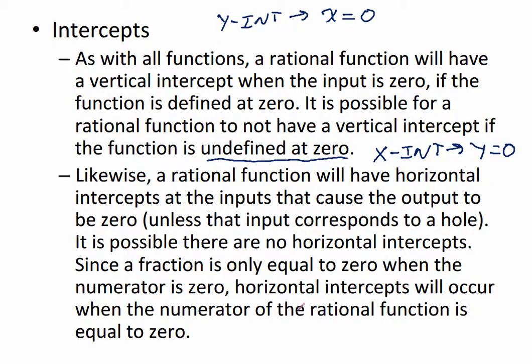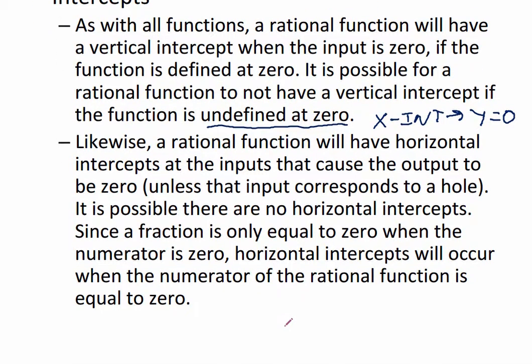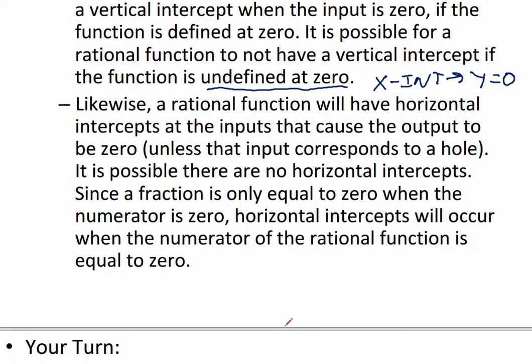Since a fraction is only equal to 0 when the numerator is 0, the horizontal intercepts occur when the numerator of the rational function is equal to 0. Okay, so that's actually a handy little thing. What that basically says is this. We have the zero product property. It says if the product of two items is equal to 0, then one of them must have been equal to 0 in the first place.